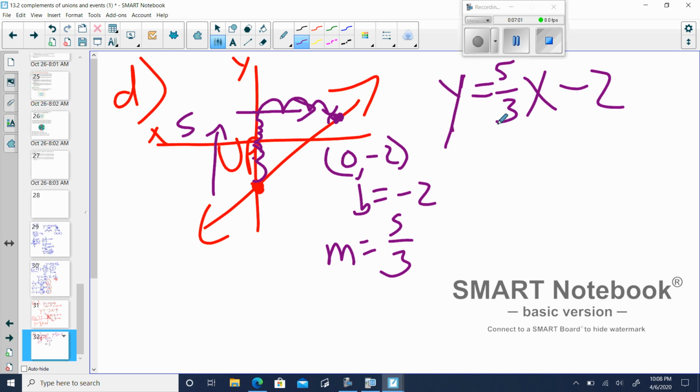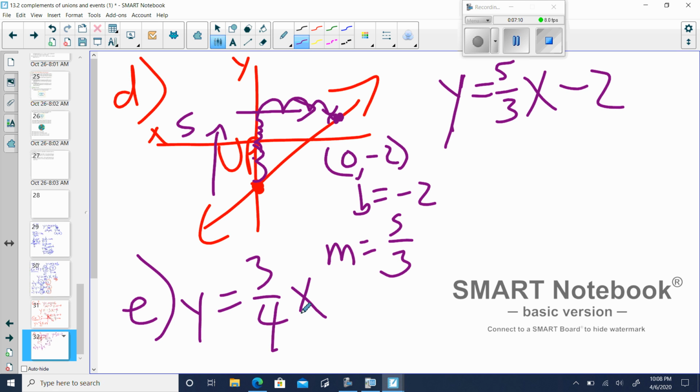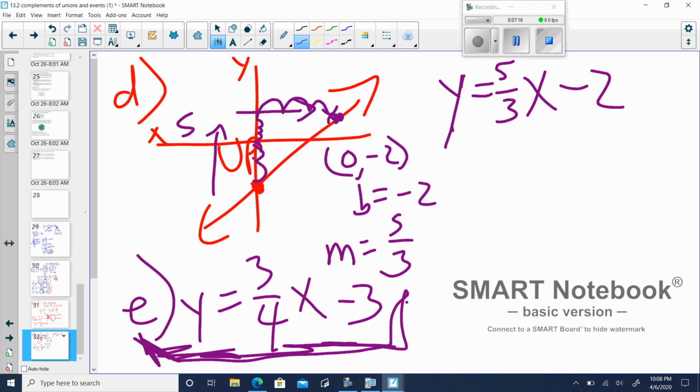Okay, now they want us to write an equation for E in slope-intercept form. If we have a slope of 3/4 and a y-intercept of -3, guys, it's like a 5-second problem. If you weren't there before, you need to be there now. This should be something you absolutely blow right through.